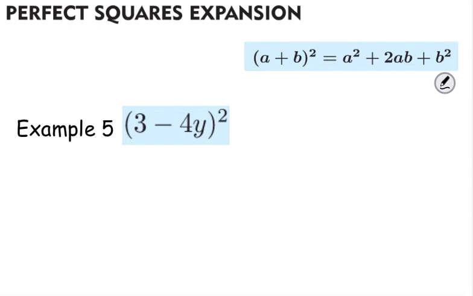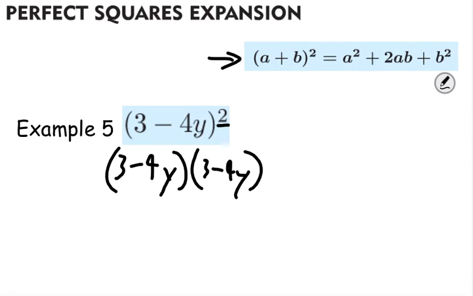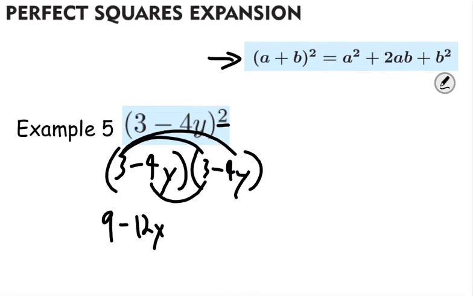Here in example 5, what we are doing is squaring a binomial, a perfect square of itself. Well, instead of trying to memorize this equation, just realize that something squared is something times itself. So I can write this as 3 minus 4y times 3 minus 4y, and I execute it just like I did before. 3 times 3 is 9. 3 times negative 4y is negative 12y. 4y times 3 is negative 12y. And then negative 4y times negative 4y is a plus 16y squared.